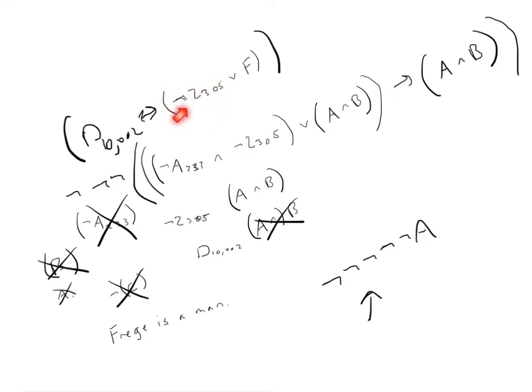Not Z305 has a subformula, just Z305. So we can build up from the basic proposition Z305 to not Z305. That's a whole left disjunct, and F. There's our whole disjunction. And we're building out to our main connective. And it looks like this is the whole right part of our biconditional. The left part is D 10,002.